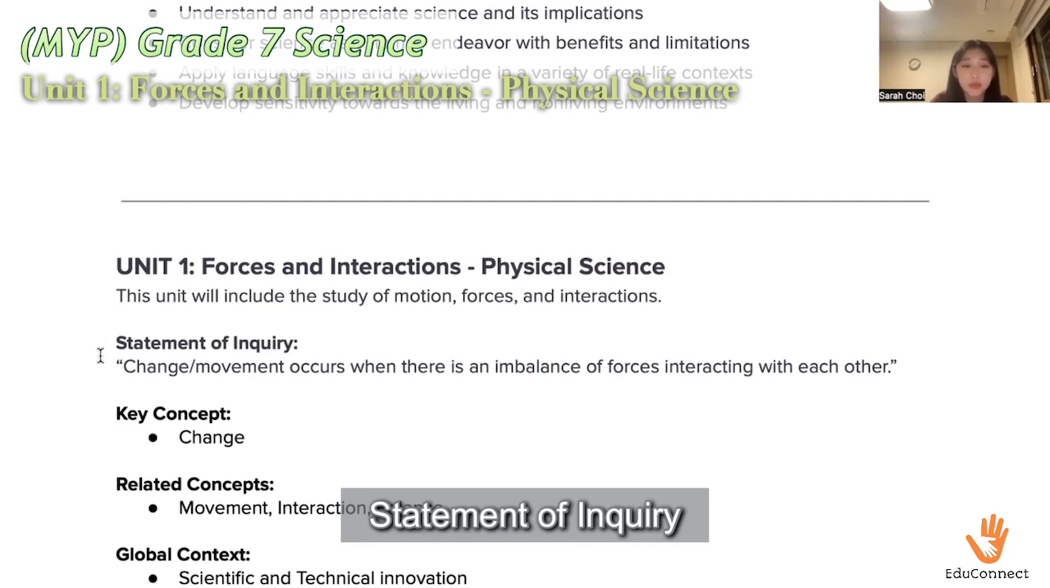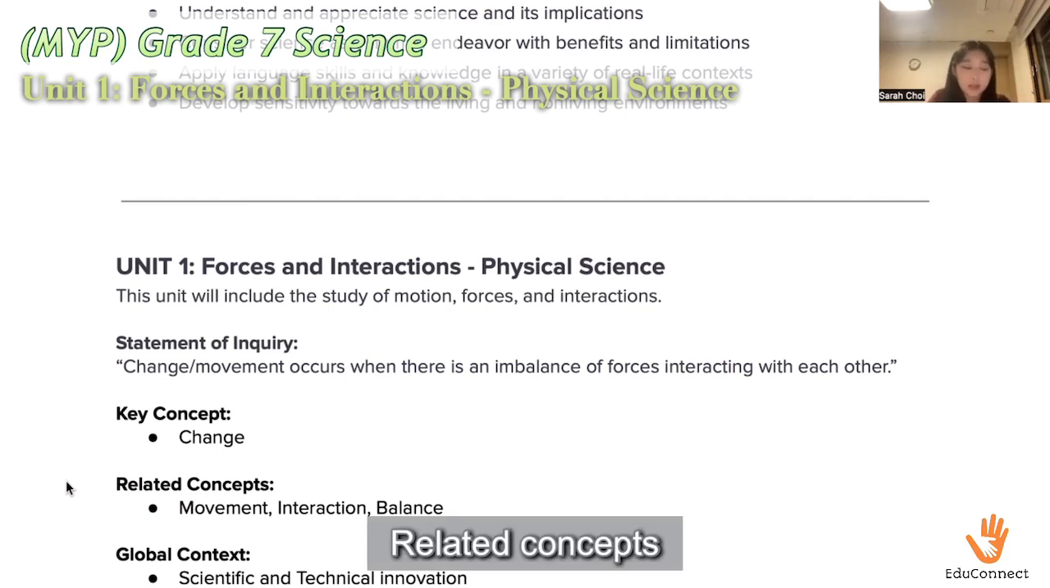So the statement of inquiry for this unit will be: change/movement occurs when there is an imbalance of forces interacting with each other. Moving on to key concept. The key concept is the fundamental idea that drives inquiry across different subject areas of the MYP. They represent broad concepts or themes that connect to multiple disciplines and help the learner develop a holistic understanding of the unit. And this key concept will be change.